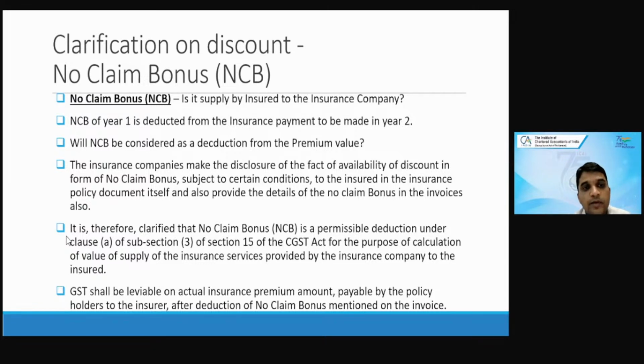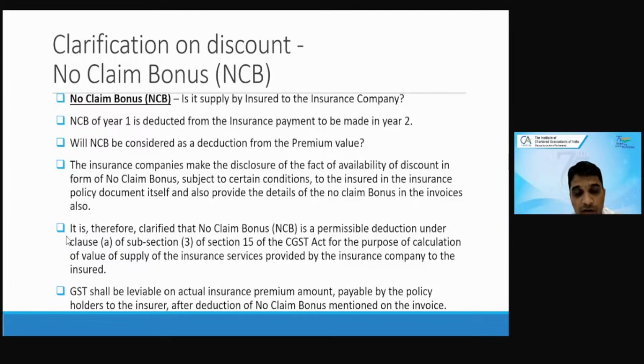The first year you pay the insurance premium. Second year, if you do not have any kind of claim for the first year, you still have to pay premium. For a vehicle insurance, you have to pay yearly premiums. Now, in the second year, since you did not claim anything in the first year, the insurance company will give you a discount. So is this a supply, was the question. That time we said the person taking the insurance policy is not giving any service to the company, so it is not a supply. So the insurance company is only providing the supply. On the no claim bonus, they don't have to pay any GST.